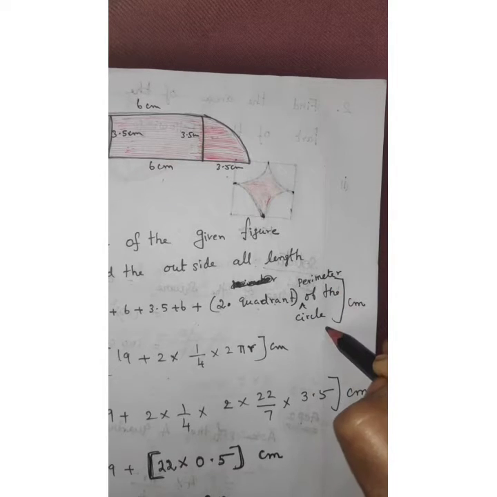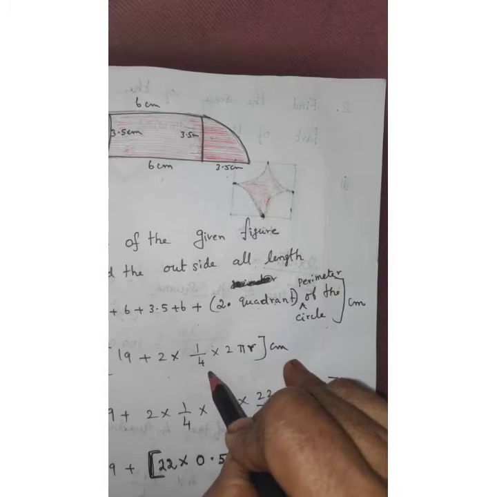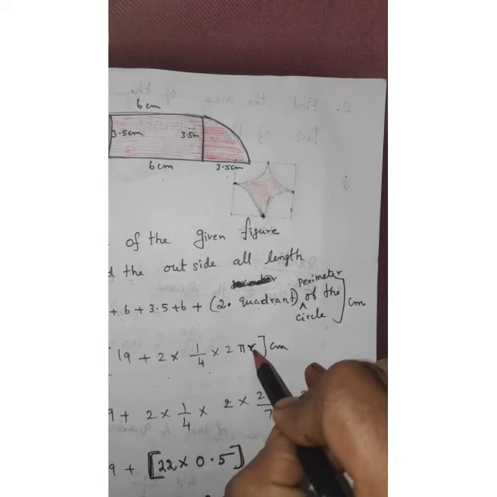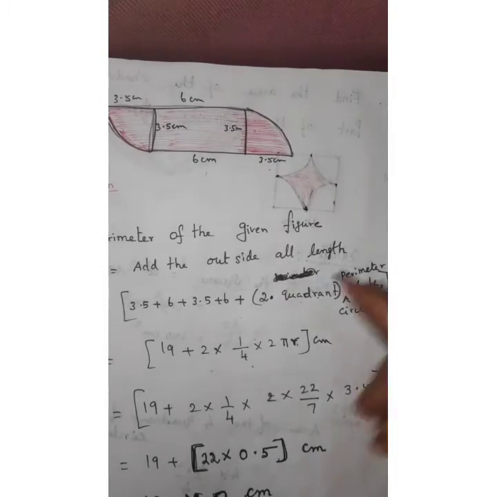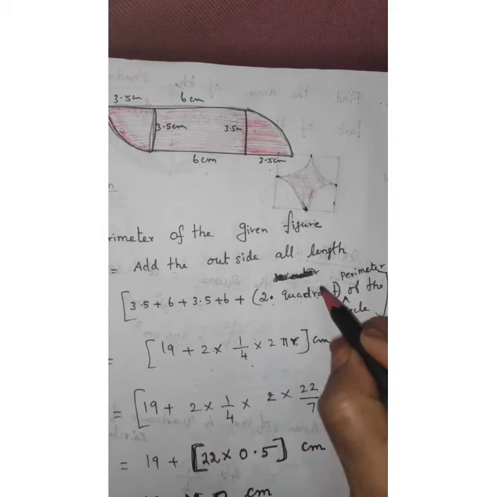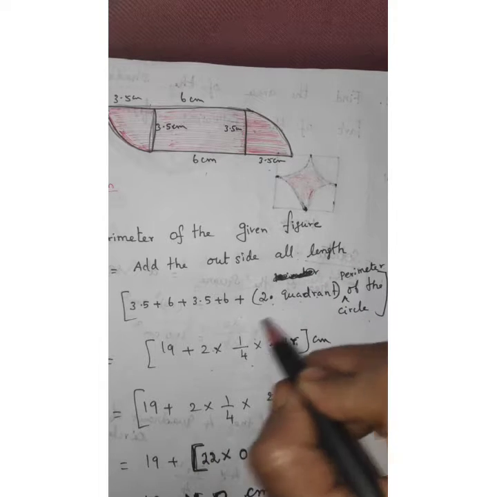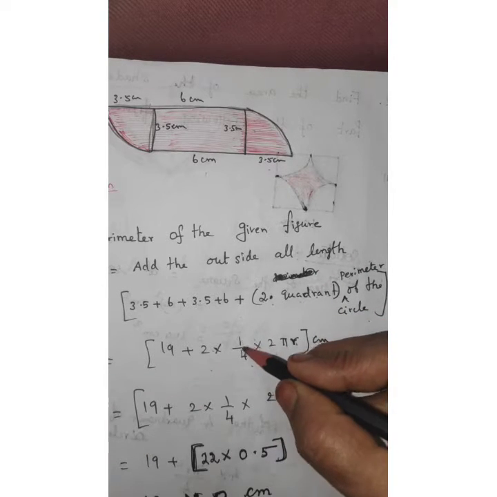Perimeter of a quadrant of the circle is 1 by 4 of the circle's perimeter. The perimeter of the circle formula is 2 pi r. For 2 quadrants, write 2 into a quadrant, and a quadrant is 1/4. So one circle has 4 quadrants.